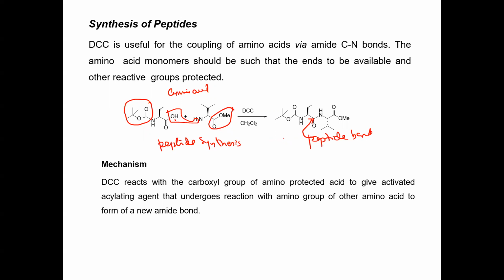This can be effected by dehydration, and this can be effected by DCC in dichloromethane. So it will give the peptide, and this can again be deprotected and combined with another peptide like that. So this can be used for the synthesis of peptide chains, or typically for the synthesis of polypeptides. Generally, they are called proteins.